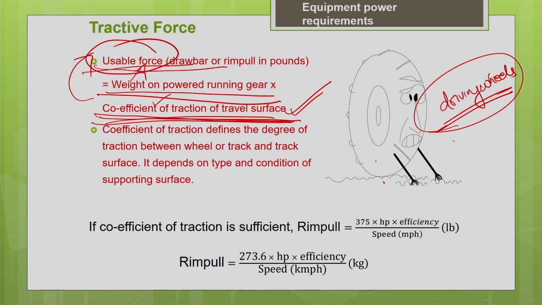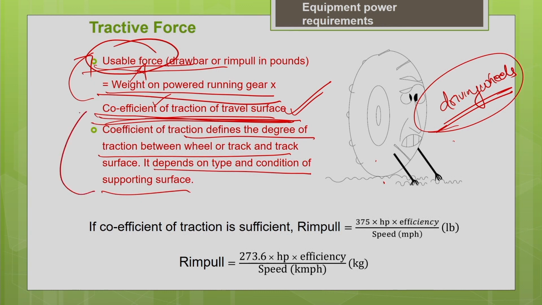The coefficient of traction defines the degree of traction between your wheel or the track and the surface. It is going to depend upon the type and the condition of the supporting surface, how you maintain your surface. All these things are going to affect your coefficient of traction. Say assume your coefficient of traction is sufficient.